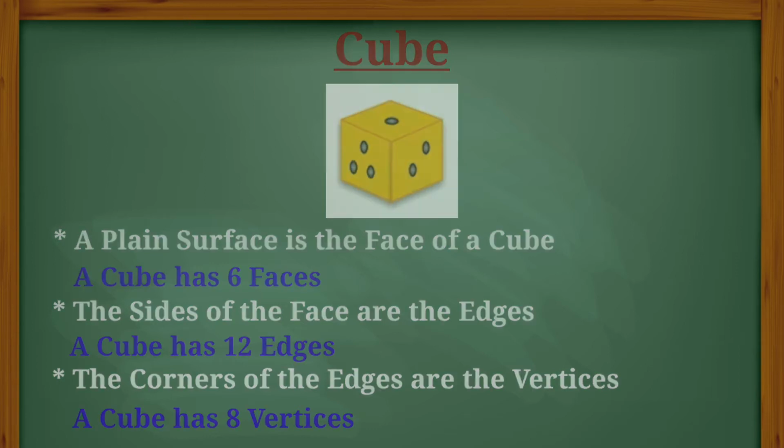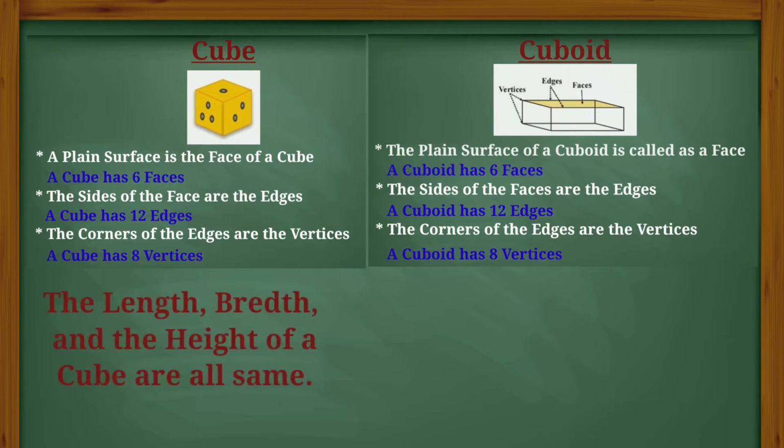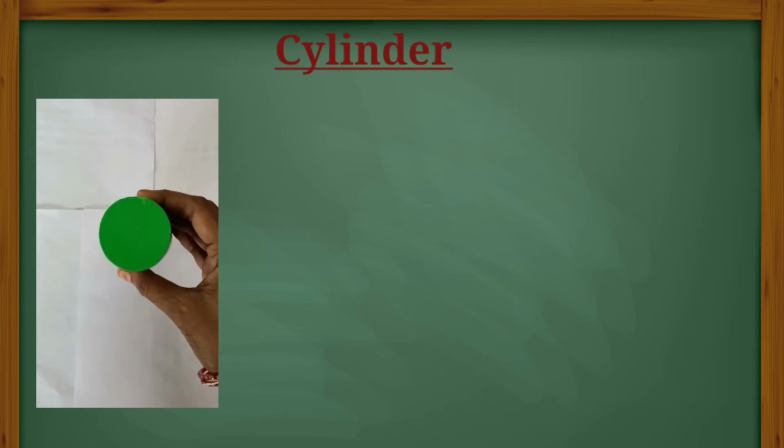Now, I'll ask you one question. The cube and cuboid have the same number of faces, edges and vertices. Then, what is the difference between them? Yes, the length, breadth and the height of a cube are all the same. But in a cuboid, they are different. Understood, children?